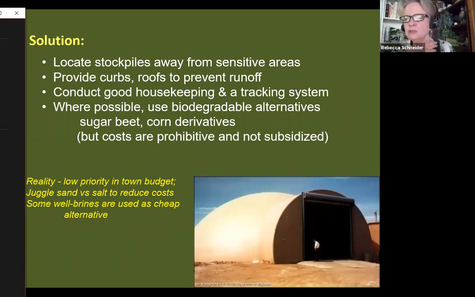There are good solutions and some of them are easy and many are being put in place. So for one thing, don't put the stockpile of salt right next to a stream. This seems like a no-brainer, but in Ithaca, actually, we still have our salt pile right by the canal. We now have rules. Almost all salt piles do have roofs over them to prevent just washing away, and curbs around the outside to capture salt. It takes good housekeeping so that if it spills, it gets picked up.